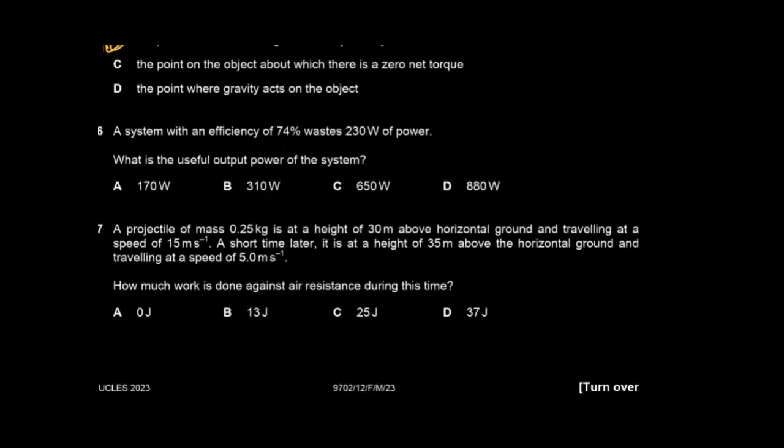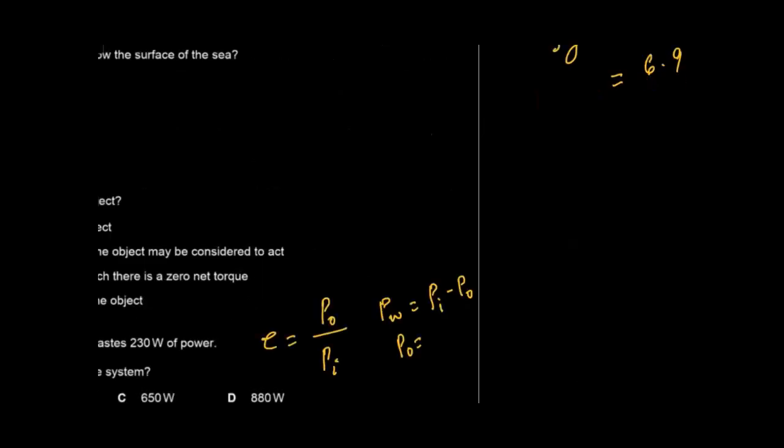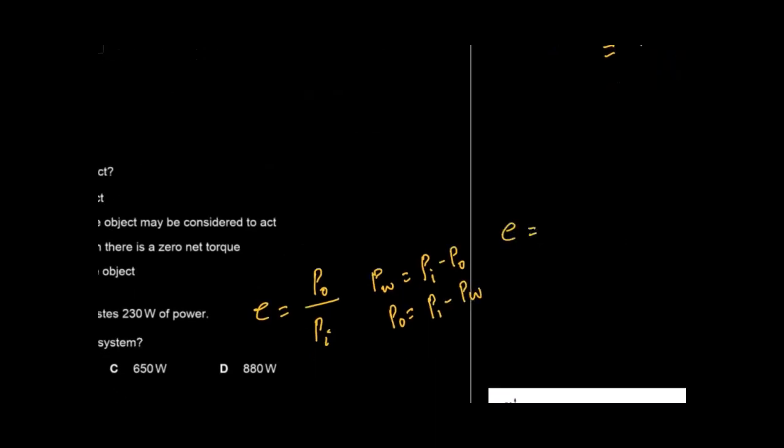A system with an efficiency of 74% wastes 230 watt of power. What is the useful output power of the system? We know that efficiency is equal to output power divided by input power, and waste power is equal to input power minus output power. So we can write P0 is equal to Pi minus Pw. Efficiency is equal to Pi minus Pw upon Pi.